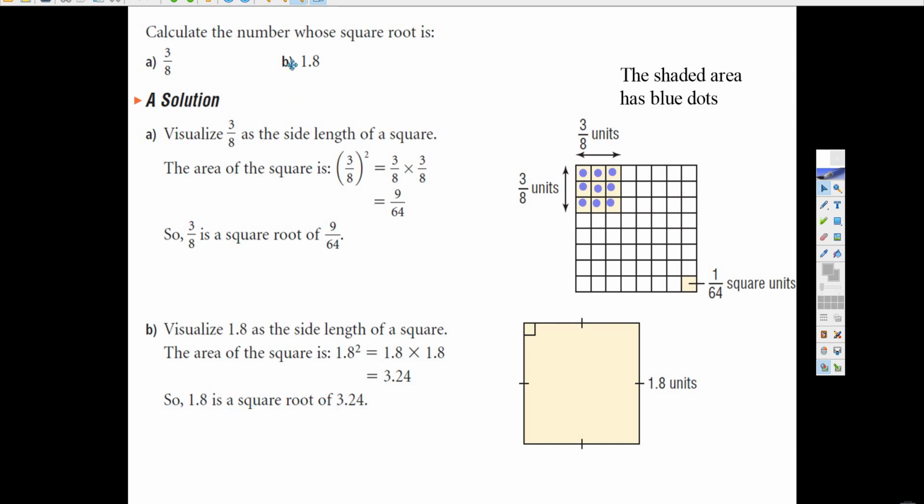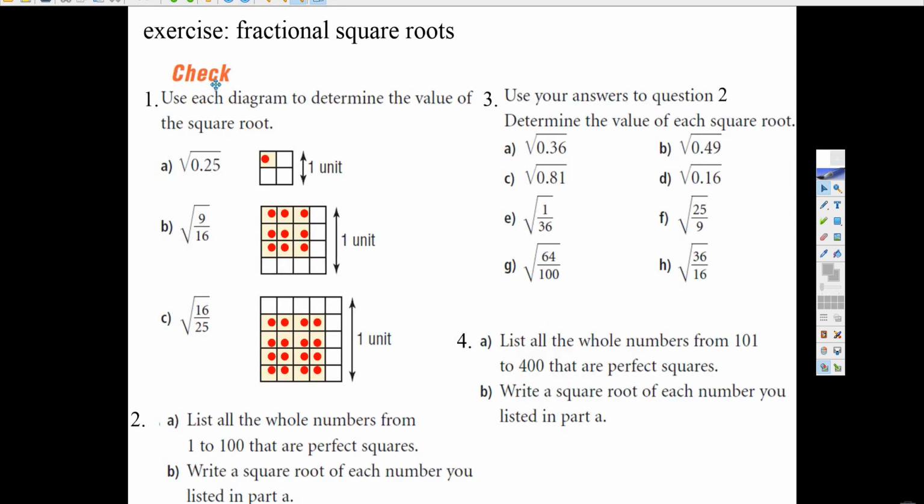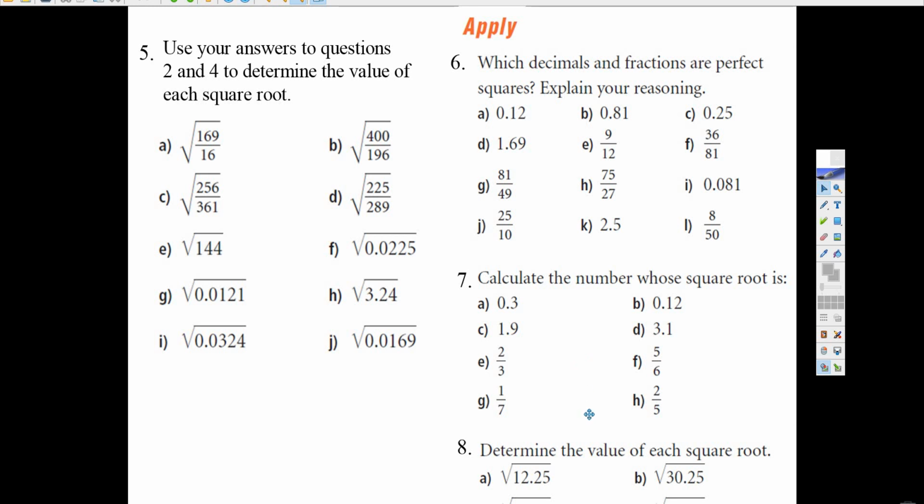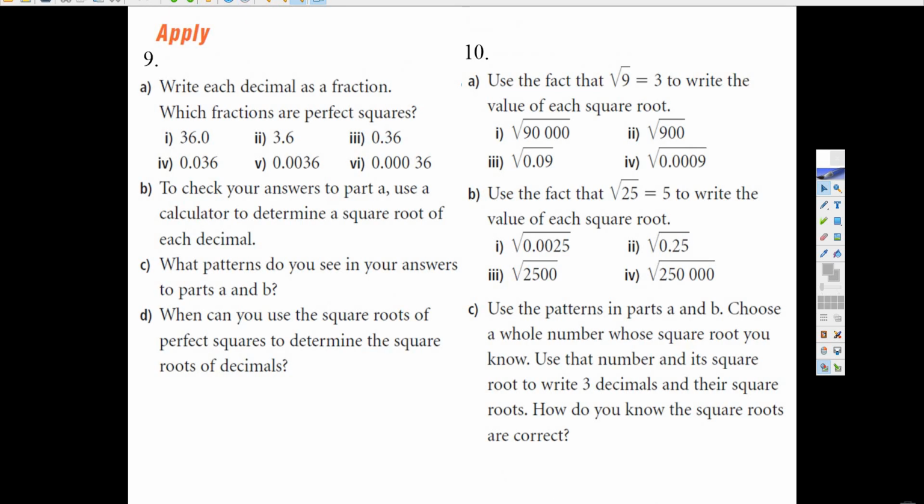Okay. Well, those are all the examples, and then we are going to do a whole bunch of questions. When it says check, it should be kind of basic and not too hard, although they're not also very easy. And when it says apply, it makes you think a little bit harder, and there's quite a few questions to work on. So there they all are. Good luck with it all.